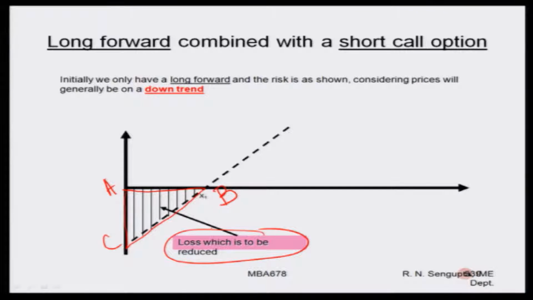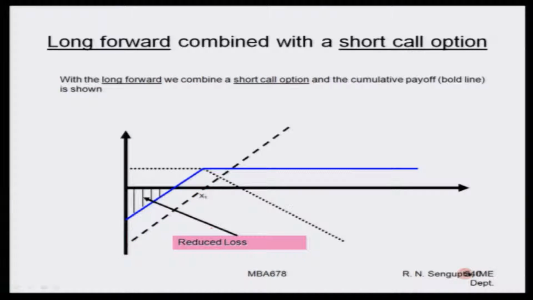How do you reduce it? So, let us go to the next step. This was a long forward position, now you are trying to combine it with a short call option. So, now combine with the short call option, we have already done that, but this is a much more explicit view of the diagrams. So, the initial loss was this one, now you combine with the short call option, the combined position is the dark blue one, and see, your overall loss has been reduced.